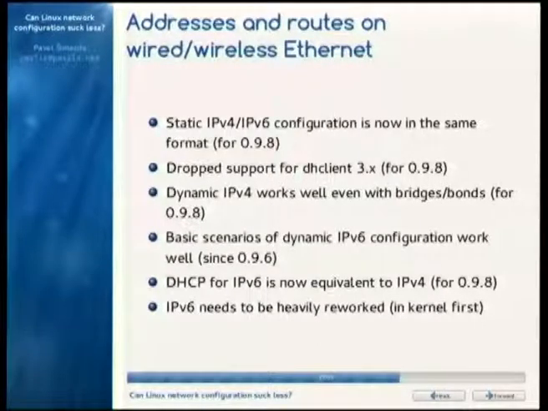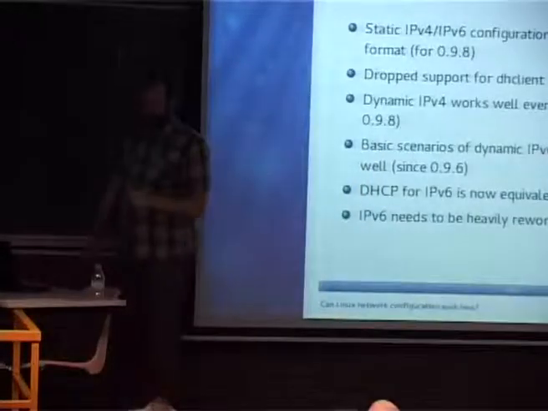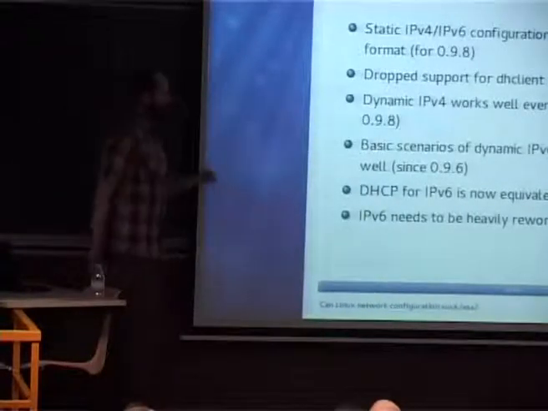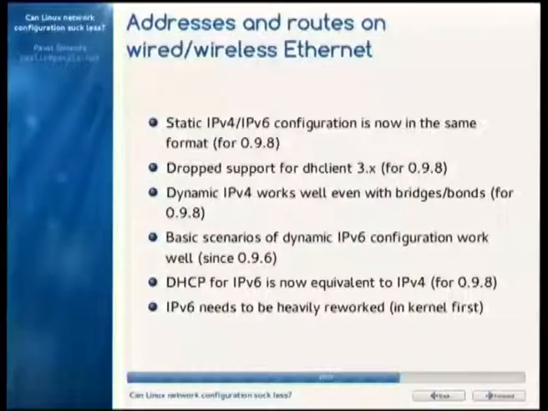I made some changes to the configuration format that's unfortunately not documented. When I wanted to try static IPv6 configuration, I saw some examples for IPv4, so I tried the same, and it did not work. So now at least it works sort of naturally, but we need to have some documentation later. We dropped support for DHCP client 3 because it's pretty old. It doesn't do IPv6, and we did not want to go with that.